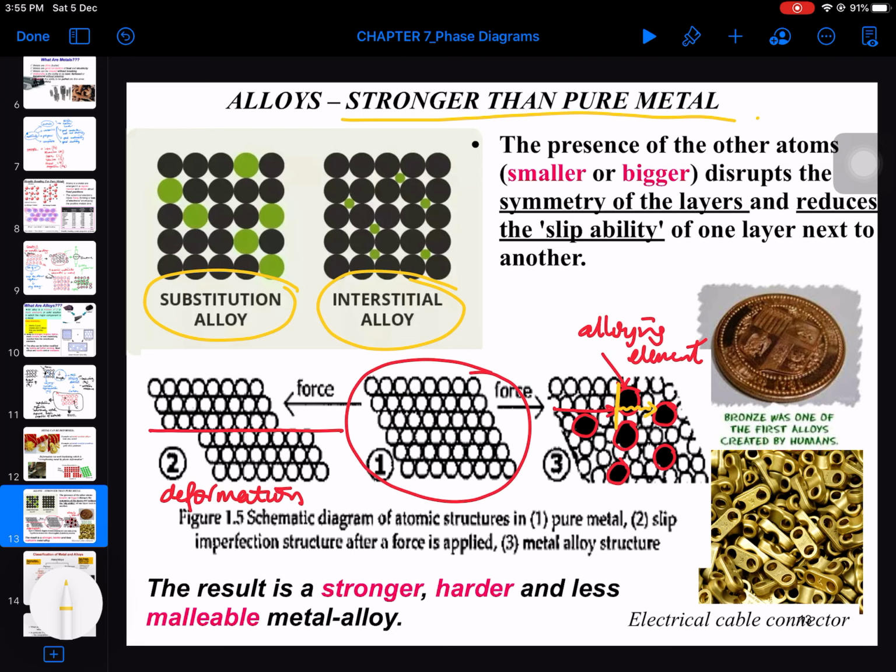For interstitial alloy, normally the requirement is that the alloying element radius is much smaller than the host atoms.